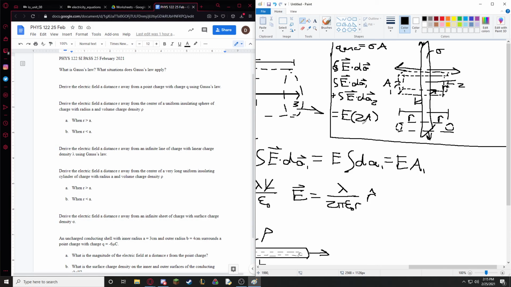Then we just solve for E. We know that this E times 2A is equal to sigma A over epsilon naught. So then E is equal to sigma A over 2A epsilon naught, which is equal to sigma over 2 epsilon naught. Boom. Constant electric field, no matter how far away from our sheet of charge we are.